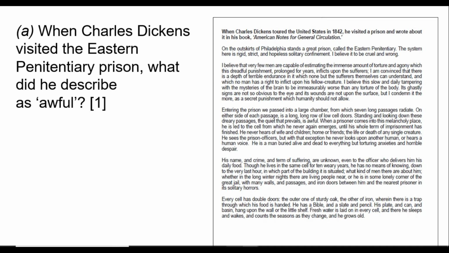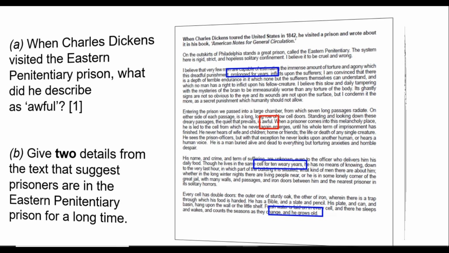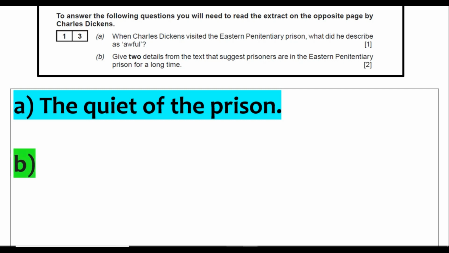And the questions are: when Charles Dickens visited the prison, what did he describe as awful? And give 2 details from the text that suggest prisoners are there for a long time. So A is he describes the silence in the cells as awful, and B, give 2 details that suggest they're there a long time. We could have, it says it's prolonged for years. It says the person that was there for 10 weary years, and at the end they say he grows old. So you've actually got 3 things there, but you only needed to write 2, and there you go.